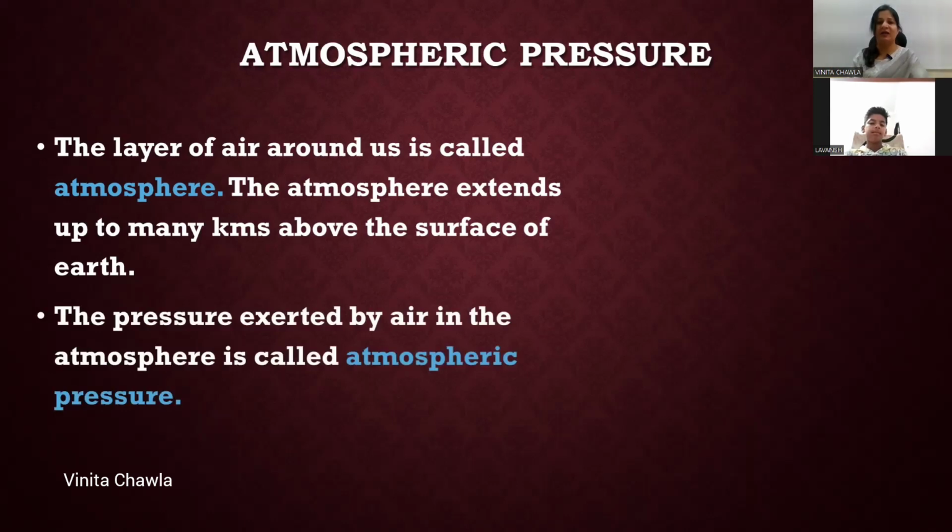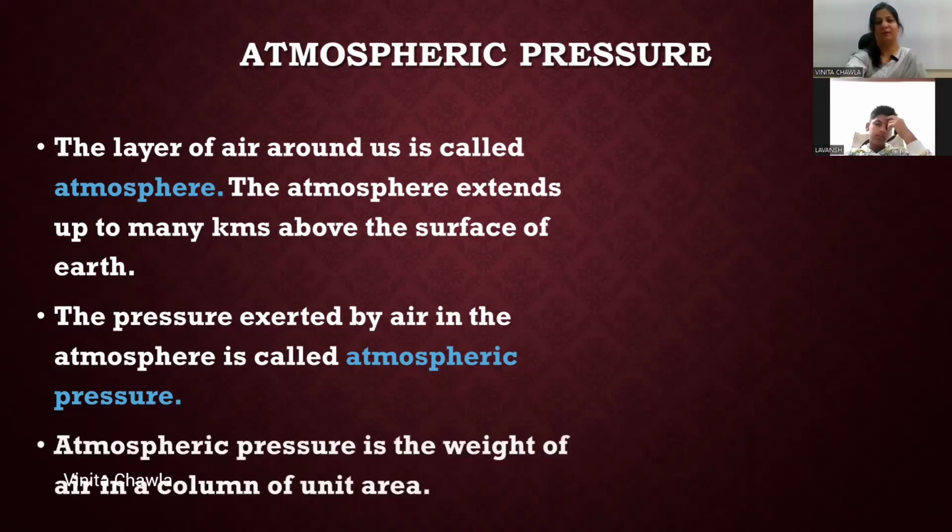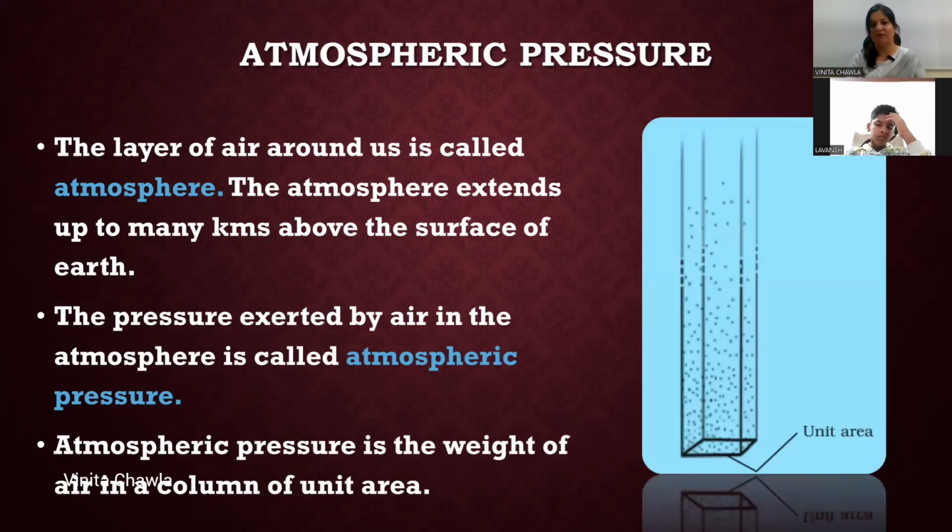The pressure exerted by air in the atmosphere is called atmospheric pressure. Okay, the atmosphere exerts pressure, and that pressure is called atmospheric pressure. Atmospheric pressure is the weight of the air in a column of unit area. This is how we can define atmospheric pressure. It is the weight of air in a column of unit area.